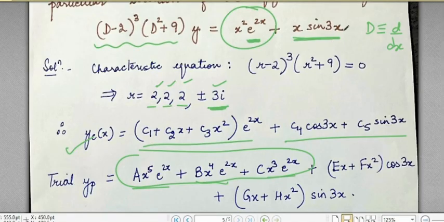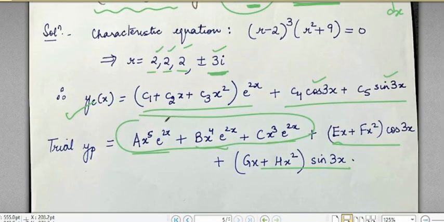Similarly for sin 3x, since plus minus 3 iota is a complex pair coming once, instead of x sin 3x, you're going to write it for x square sin 3x, which becomes ex plus fx square cos 3x, gx plus hx square sin 3x, and the reduced powers will already be there. The cos 3x, sin 3x terms will already be making an appearance in yc. You don't have to write them in yp again.